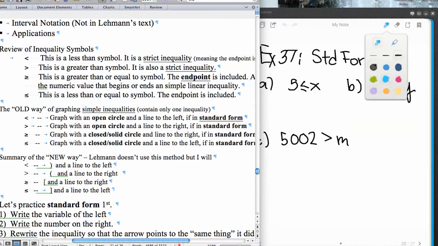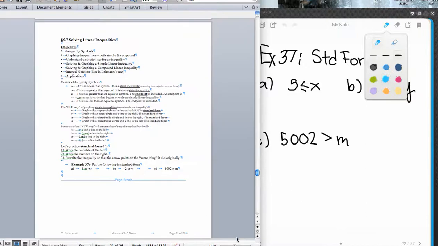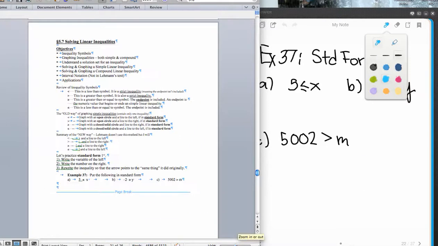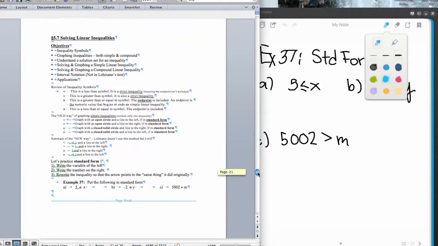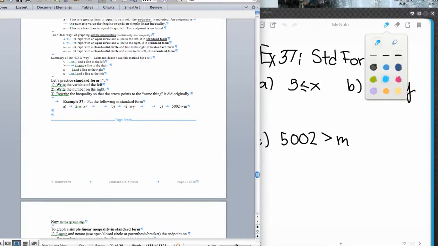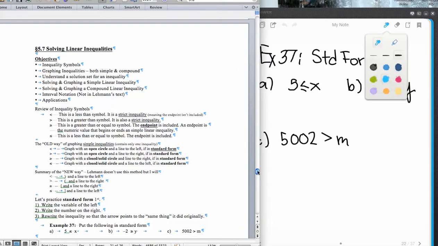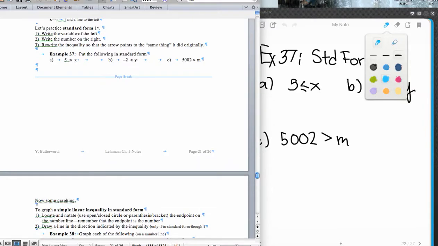When I'm going to graph these, I'm going to show the less than and the greater than being used with a parenthesis for the endpoint, and a greater than or equal to and a less than or equal to being used with a bracket. And we'll see that a little bit more in just a little bit. So I'm going to go ahead now and get into the notation. And the first thing that we're going to learn is how to put things into standard form. Standard form means that the variable is on the left, and then on the right is the number. And the inequality in the middle of that then tells us which way to draw a line when we're graphing these on the number line.